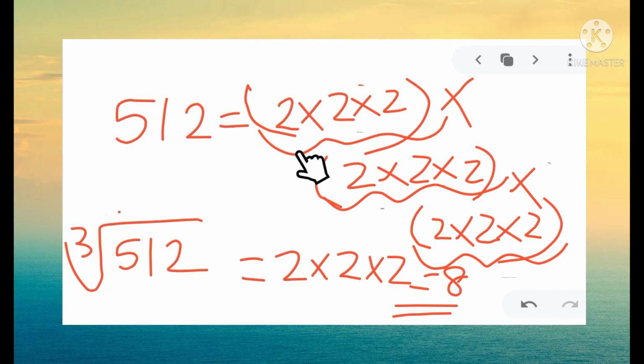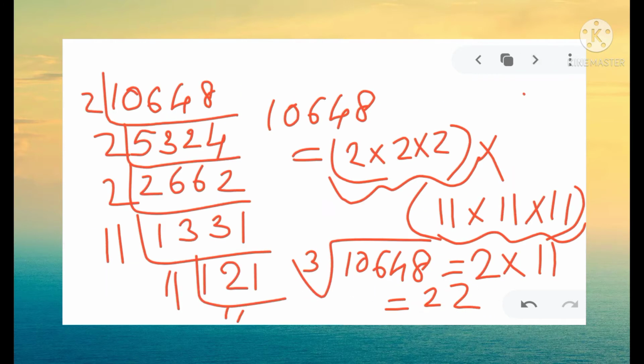So we want to make it like this. And cube root of 512 is 1 2 from the first group, again 1 2 from the second group, and 1 2 from the third group. Then what is the product? It is 8.